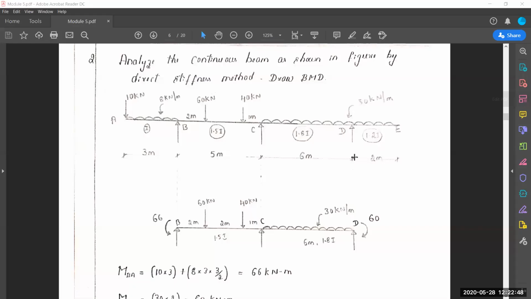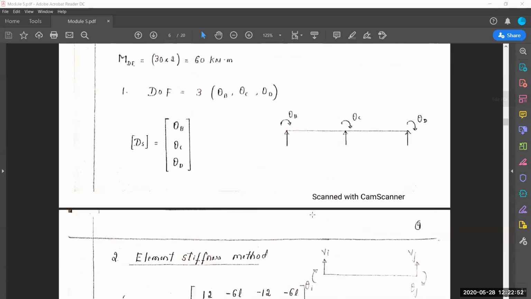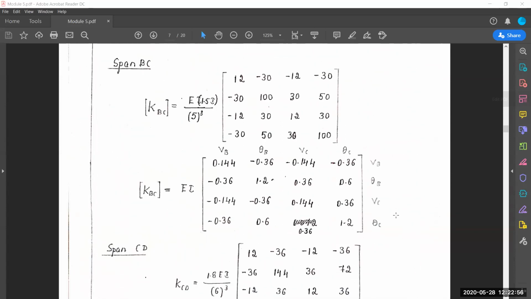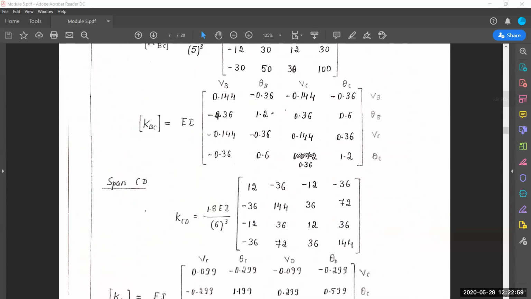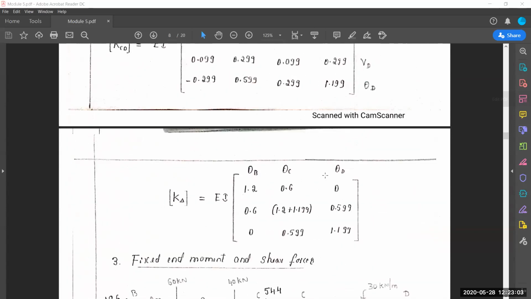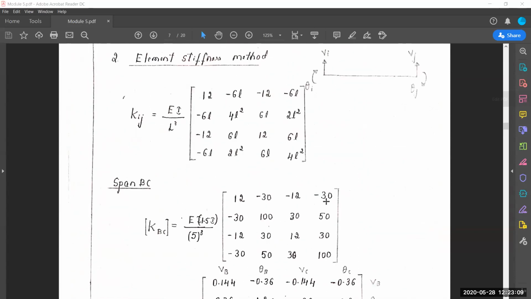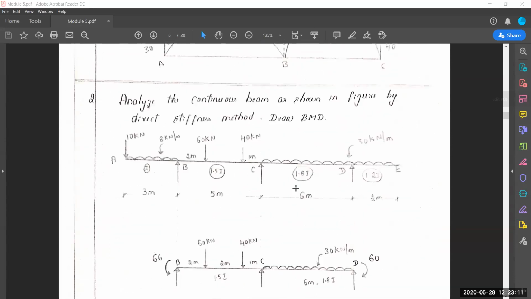Okay, please go through the second and third problem because all the procedure is same in direct stiffness method and it is very simple. But you have to be very careful when you are doing this superimposing. If you are writing K delta itself wrong, then your whole problem is going to fall down. So be careful. Try the second problem here.